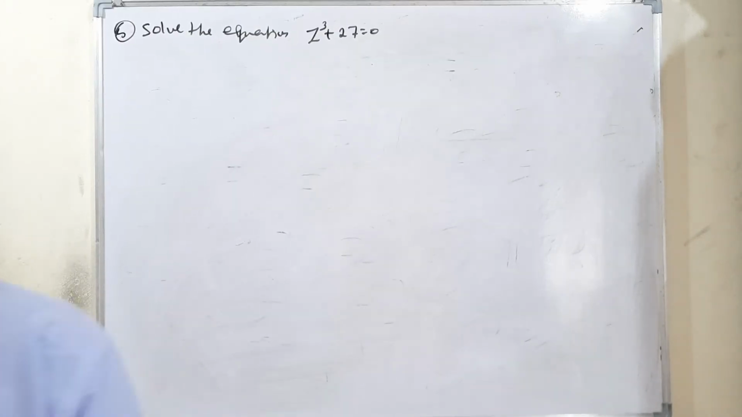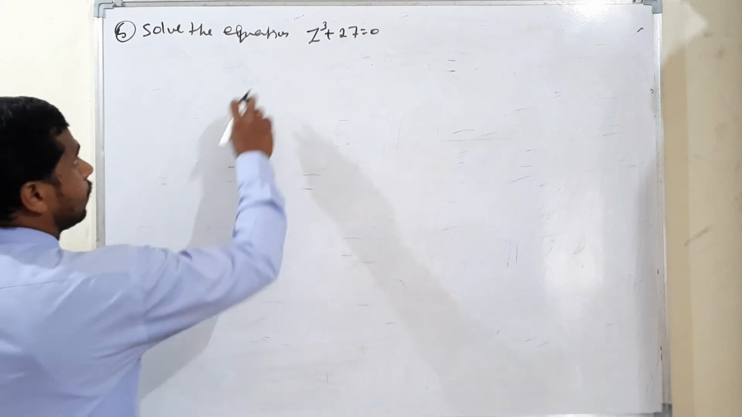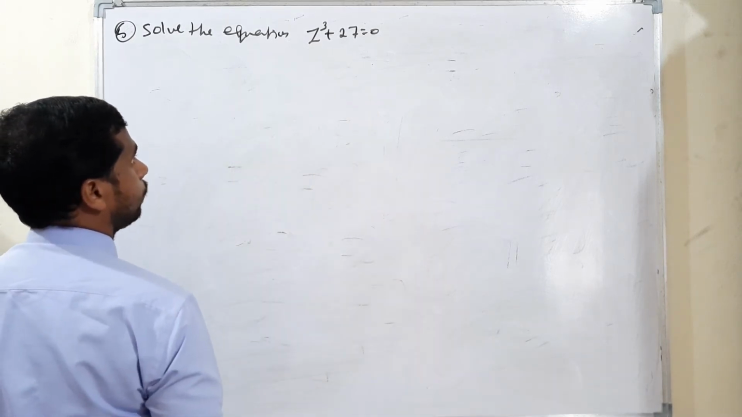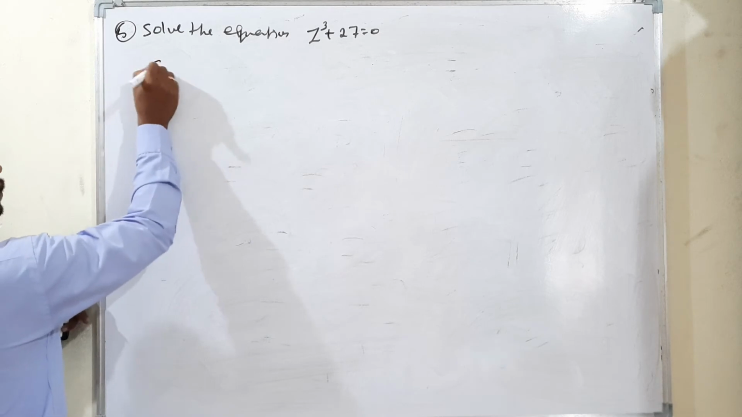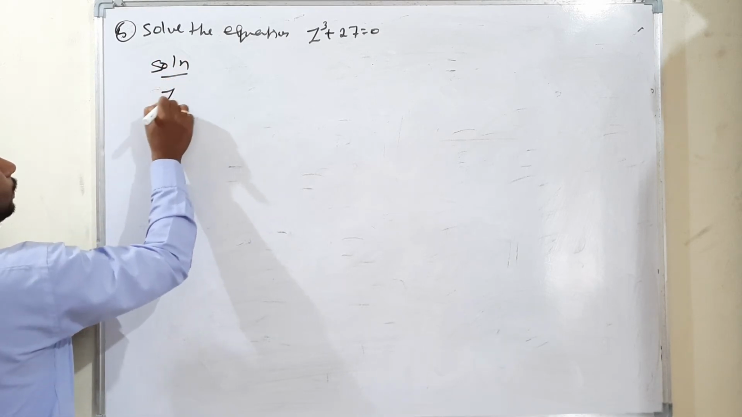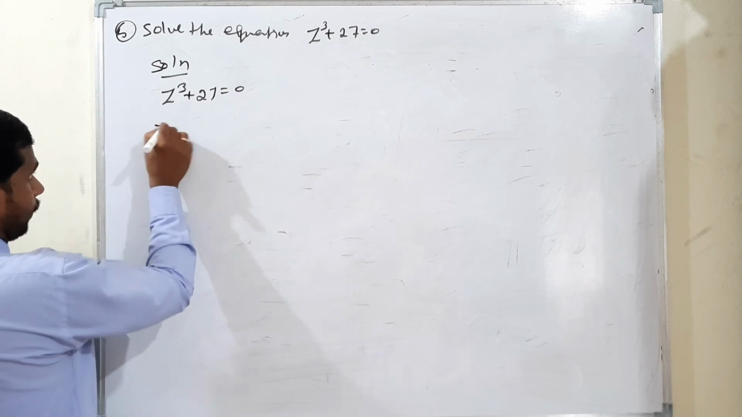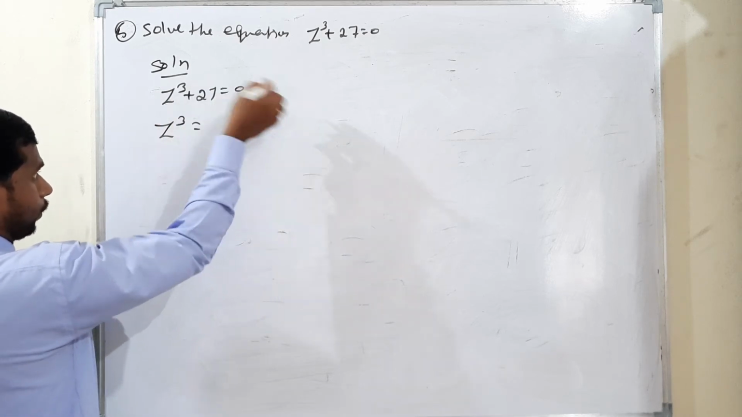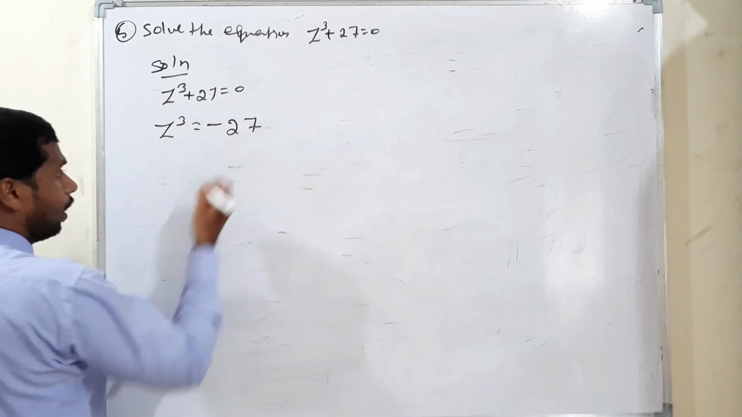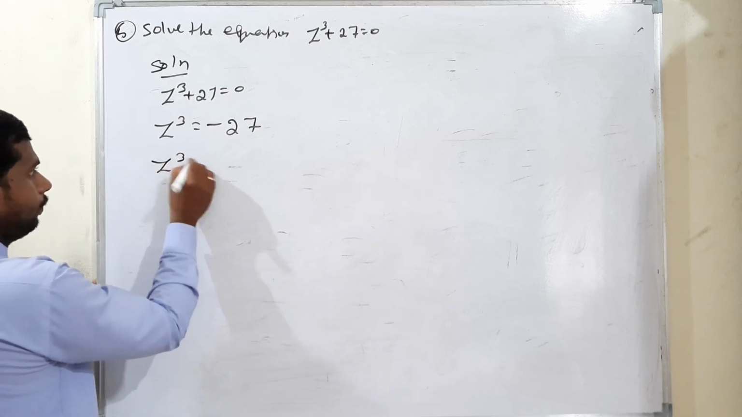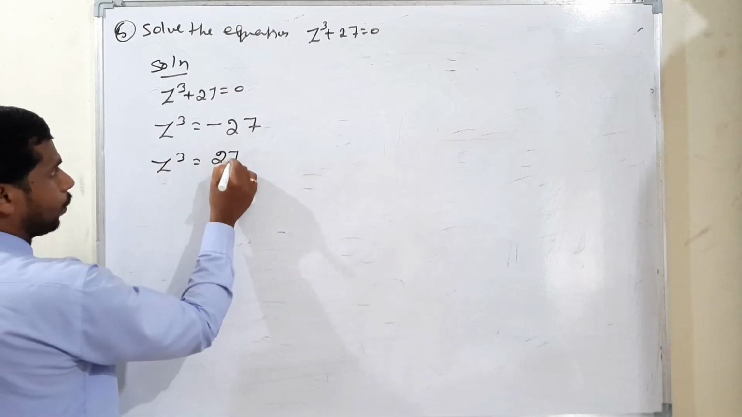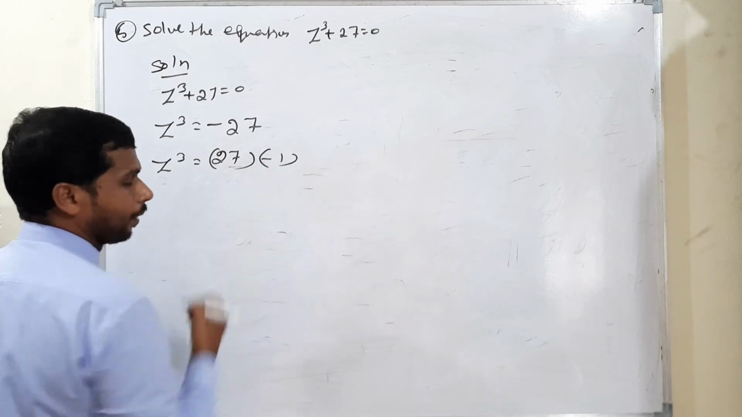Moving to question number 5 from exercise 2.8. Question: solve the equation z^3 + 27 = 0. Solution: z^3 + 27 = 0. So z^3 = 27, bring to the opposite side means minus 27. So minus 27, how to split it? 27 into minus 1, we can write now.